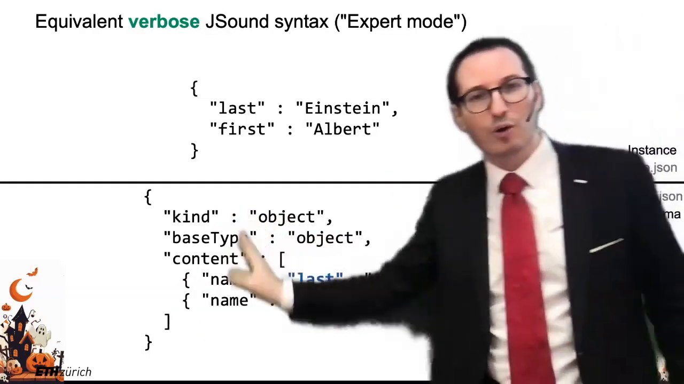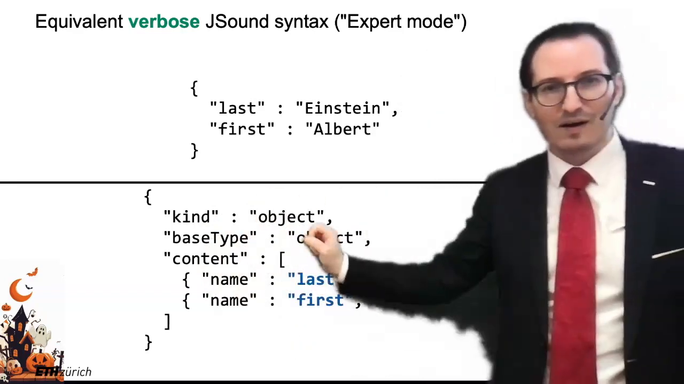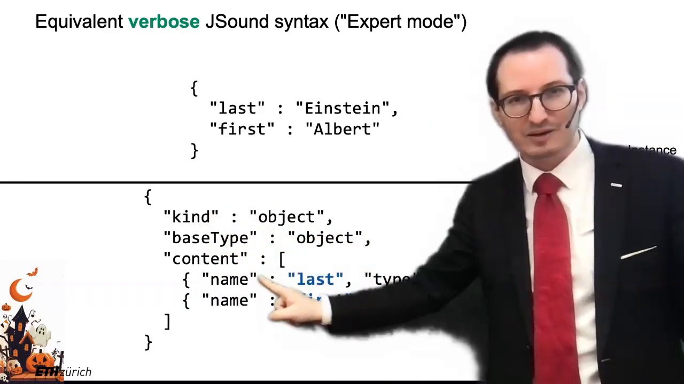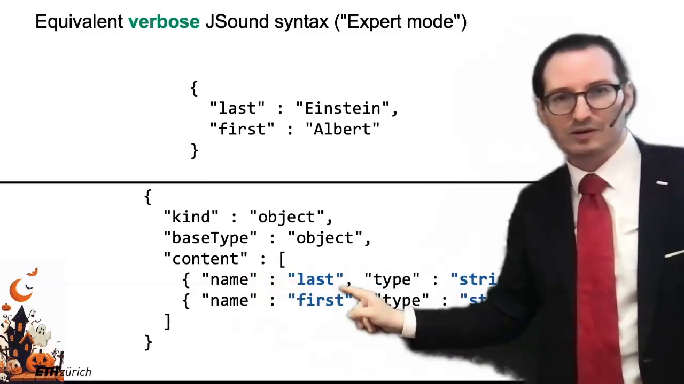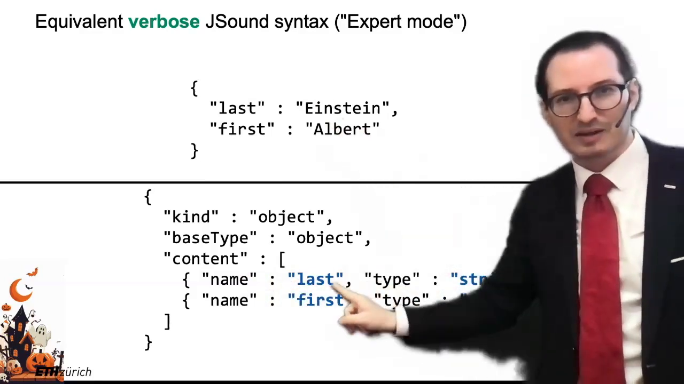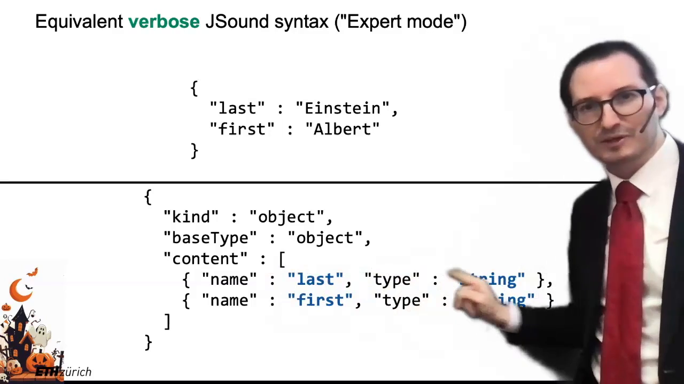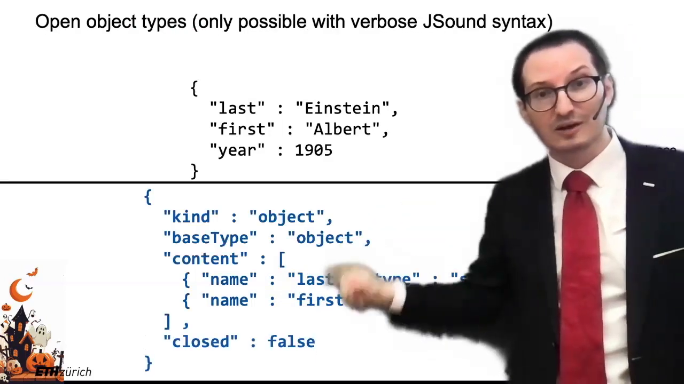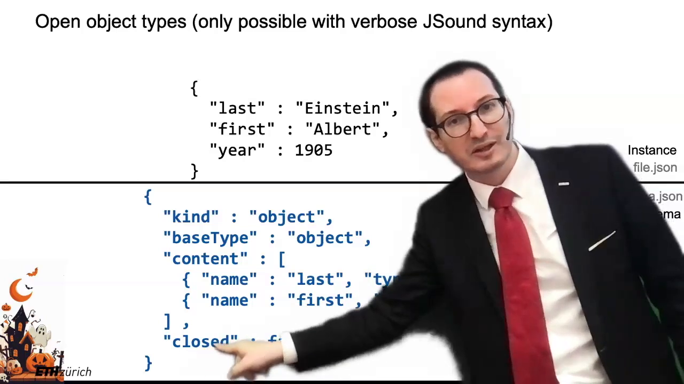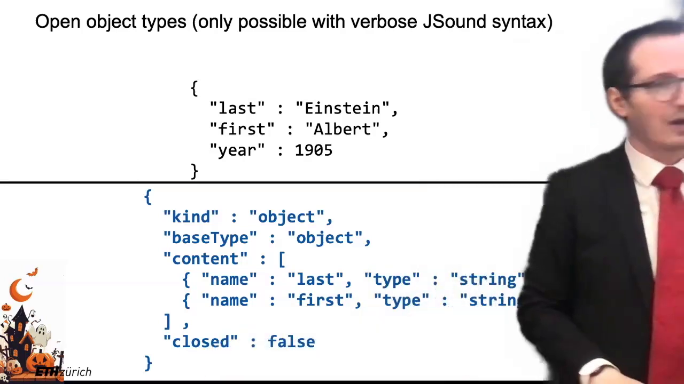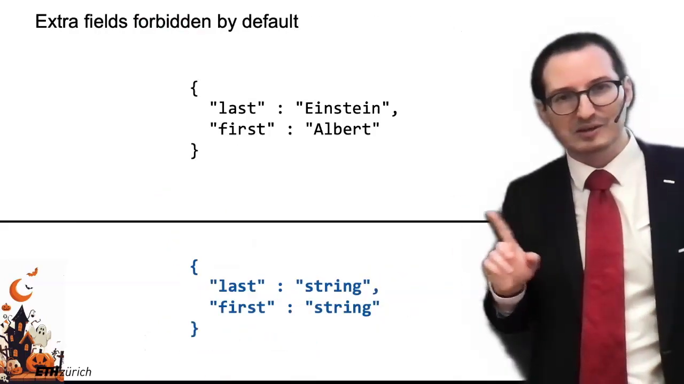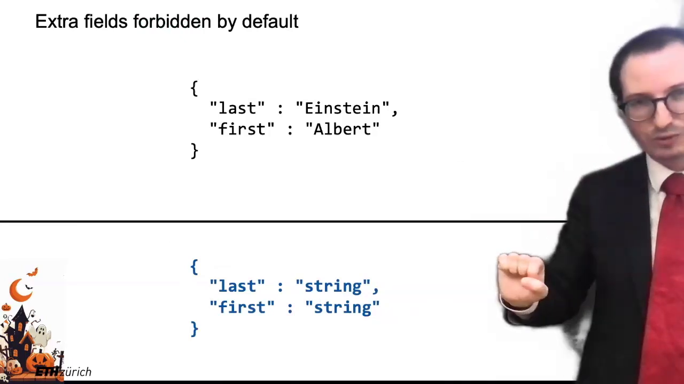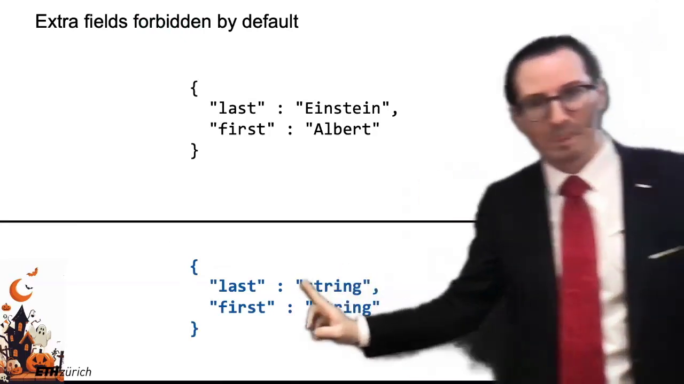So there is this more verbose syntax that says that basically we expect an object, the base type is object, and the content has basically pairs where the key is last and the type is string, the key is first, the type is string. And with that syntax, you can actually add some property here that says closed is false. So the difference between the two syntaxes is that this is actually good to be aware of, this kind of design, when you design your own data.